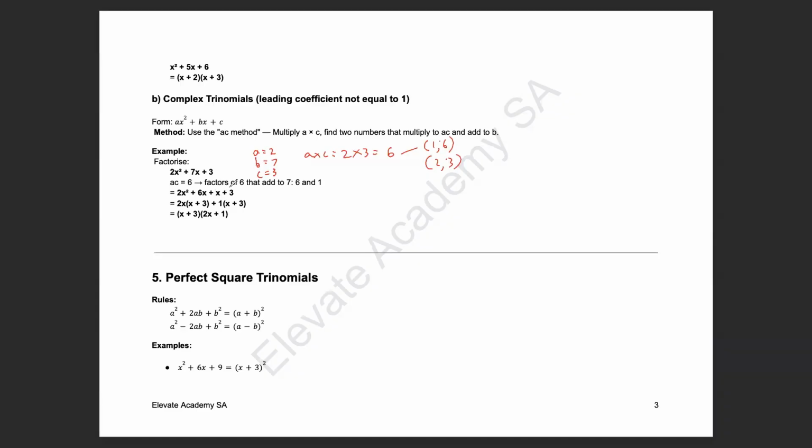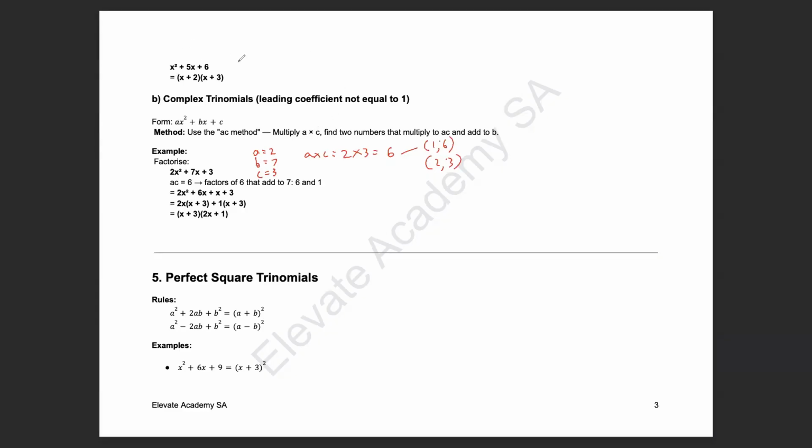plus x plus 3. And then what we do is we factorize the first two terms separately and then the second two terms. And in this case, we have 2x into x plus 3 and 1 into x plus 3. And we are left with x plus 3 into 2x plus 1. Now let us go back to the previous example, a simpler example, where we have x plus 2 and x plus 3, just to show you that this rule, the AC rule, is universal.